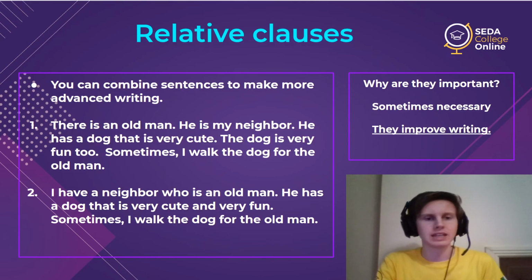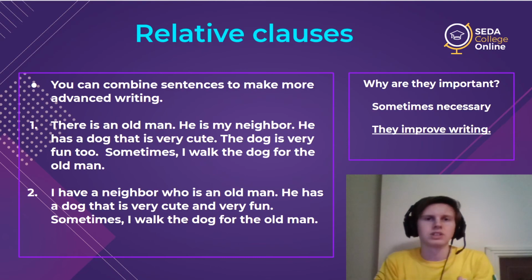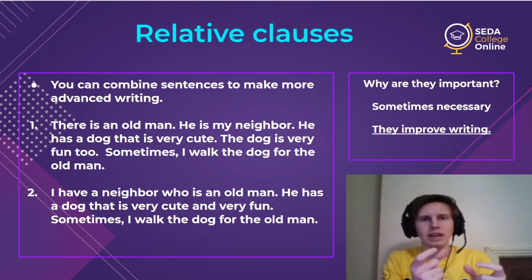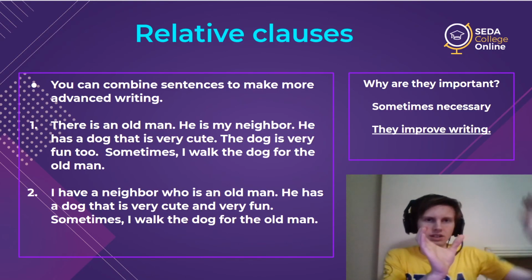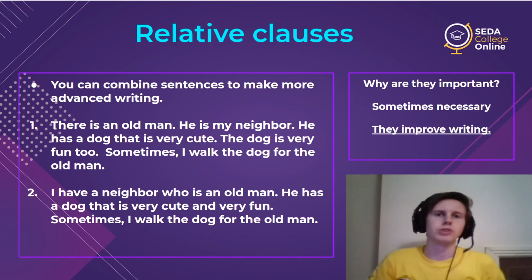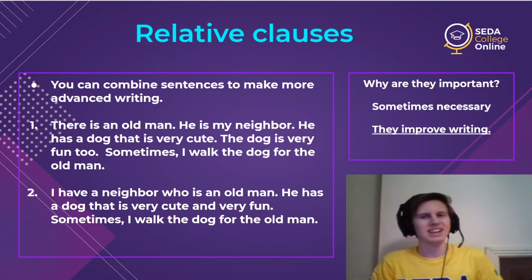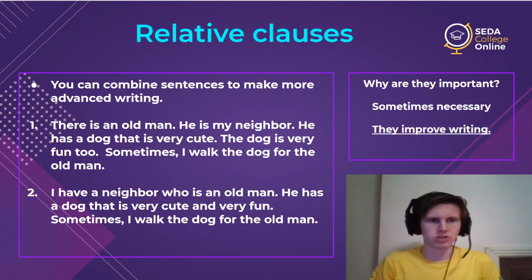And I want to make it clear, relative clauses can also connect inside of themselves. So, for example, I can say, I have a neighbor who is an old man that is very kind. So you can connect relative clauses in this kind of way so that you can even add more information if you want. But as I said, they're wonderful for writing, so I promise if you give them a try, I think it'll improve your writing.